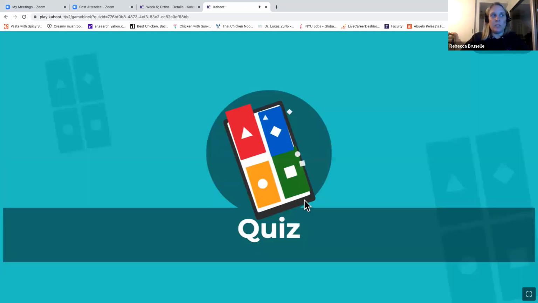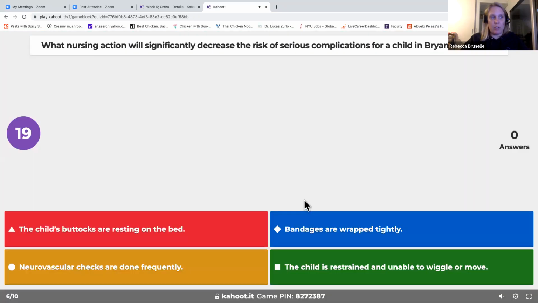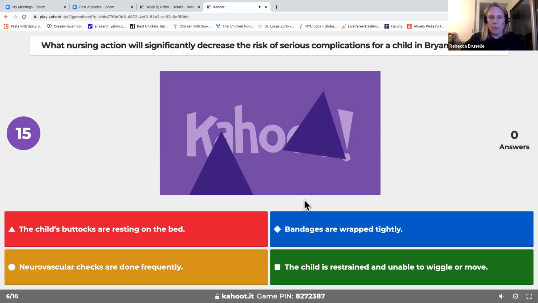What nursing action will significantly decrease the risk of serious complication for a child in Bryant's traction? The child's buttocks are resting on the bed, neurovascular checks are done frequently, the bandages are wrapped tightly, or the child is restrained and unable to wiggle or move.